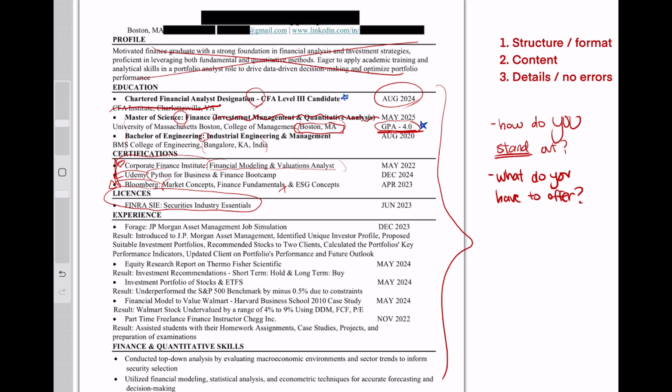CFA level 3 candidate is one thing. GPA 4.0 is another thing. I'm going to say actually having FINRA as a license is going to be one thing. Python is going to be also another thing that stands out, as well as the financial modeling and valuation. It's not going to be something that makes you stand out, but we can add that in to show that you're somebody who is always wanting to learn. So we can put that in there.